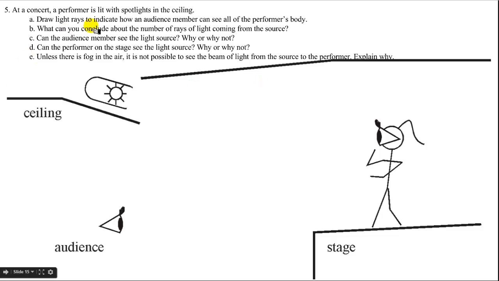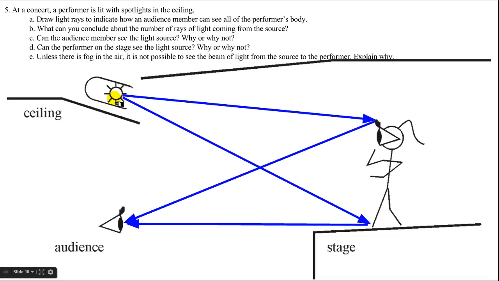5A, draw light rays to indicate how an audience member can see all of the performer's body. So this is how the light source goes and hits the top of the performer down to the eyeball, and then the bottom of the performer down to the eyeball. So obviously everywhere in between can be seen. So I want you to answer 5 B, C, D, and E on your own.